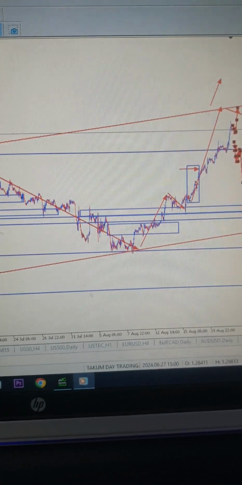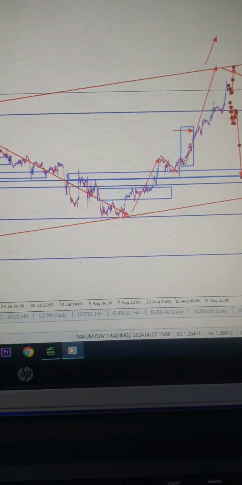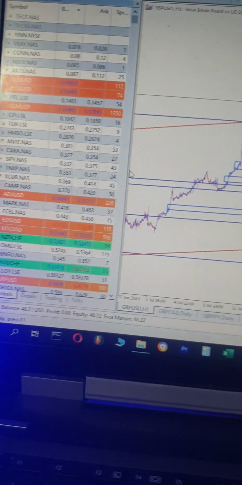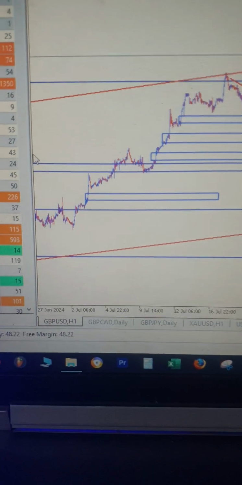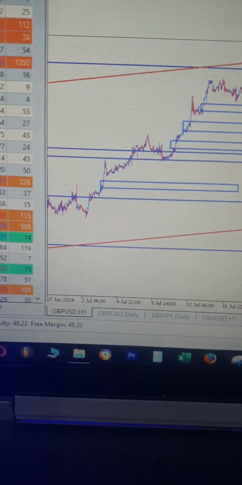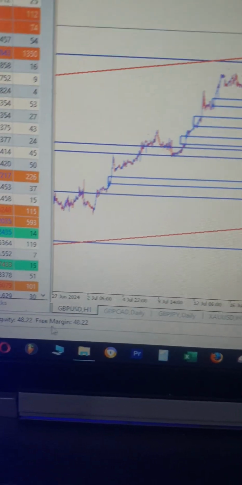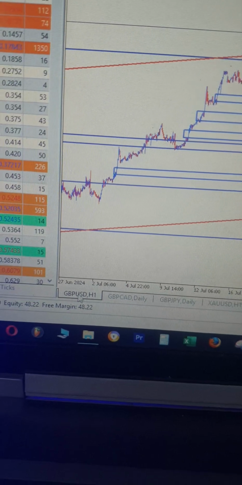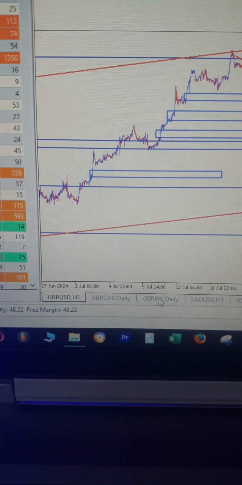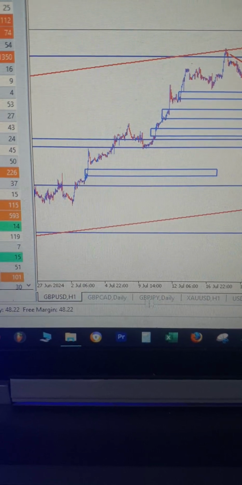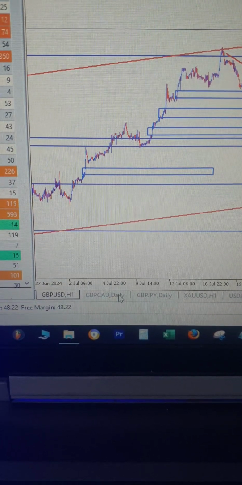I actually like the way it's correlated with GBP USD. So let me actually show you guys my currency pairs. I have GBP USD, GBP CAD, GBP Japanese Yen. So all the major GBP pairs.